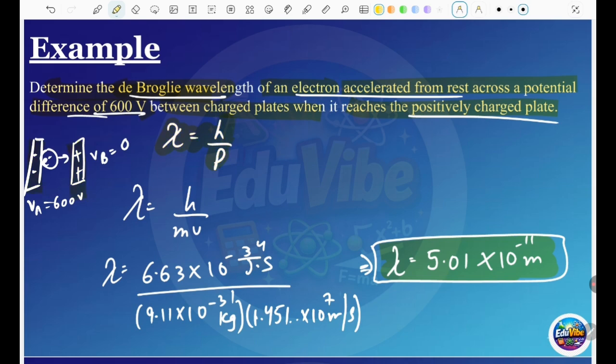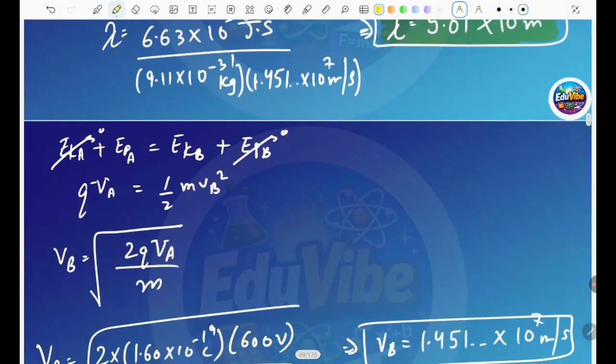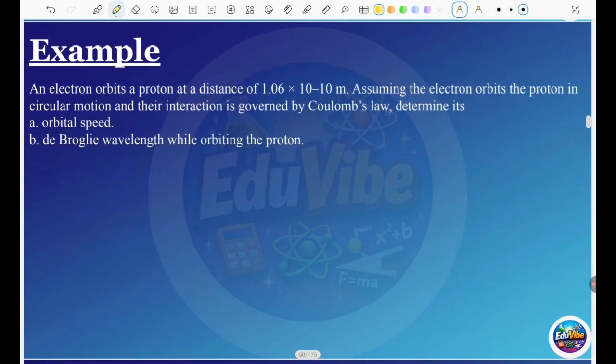So you can use the law of conservation of energy to calculate the V. That's all you have to do. And for the next example, we do something else, but again related to the same thing.